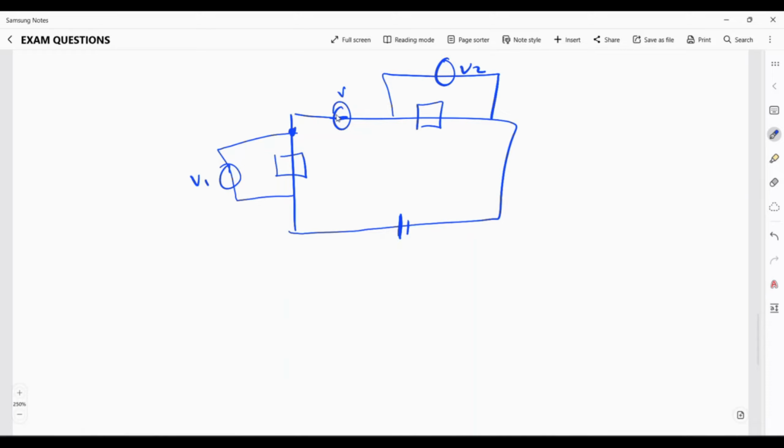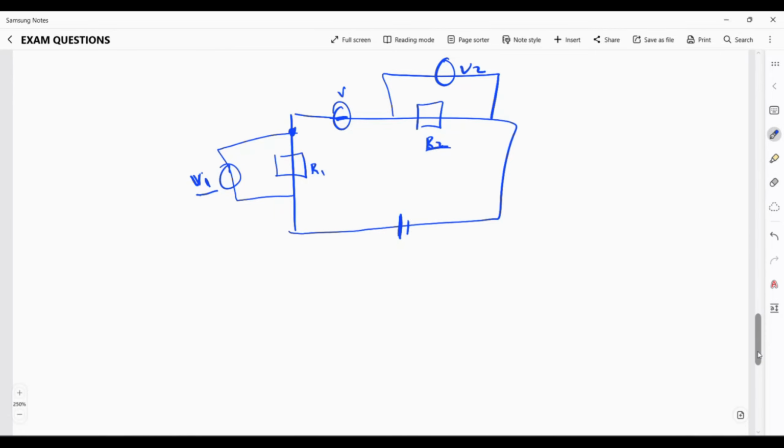Okay, so if you see V1 is parallel to my R1 over there, for example, and let's say this is R2. So what happens is V1 is measuring the potential difference across R1. Okay, and then V2 is measuring the potential difference across R2. That's what happens in every circuit.